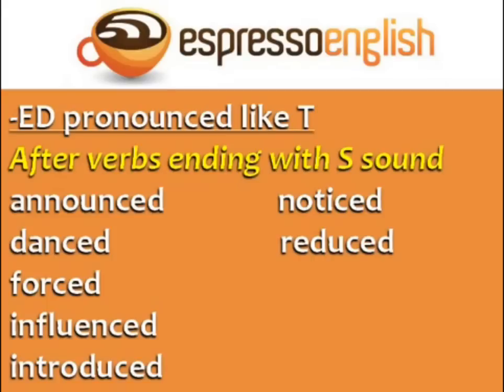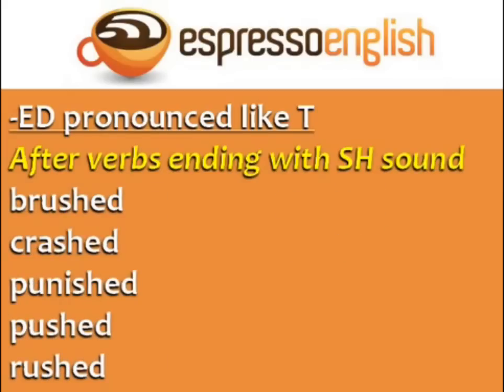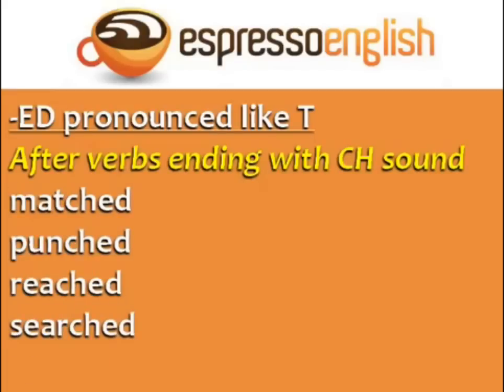Announced, danced, forced, influenced, introduced, noticed, reduced. -ed is pronounced like T after verbs ending with an SH sound. Brushed, crashed, punished, pushed, rushed, and after verbs ending with a CH sound. Matched, punched, reached, searched.